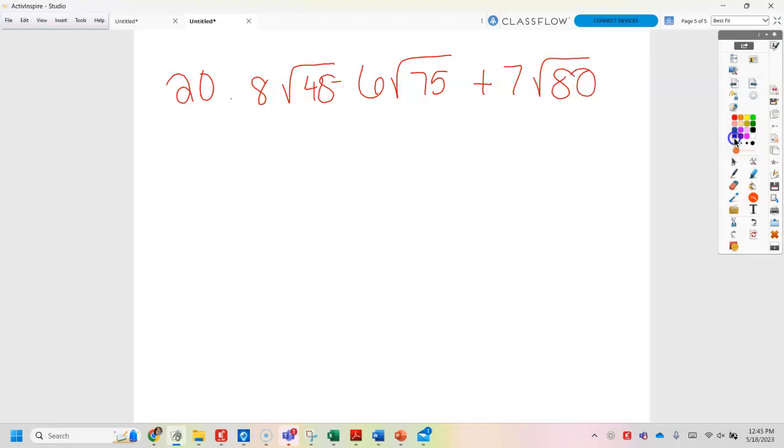So same idea. What I want to do in 20 is see if I can simplify any of these numbers underneath to perfect squares. 48 is 16 and 3. The square root of 16 is 4. So this becomes 8 times 4 square roots of 3.